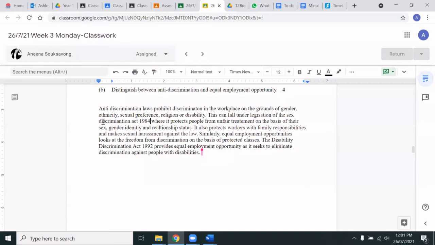All right, Nina, this is really good. You want something that other kids aren't going to have. So your legislation there. Well done. It also protects workers from family. Okay, that's good. All right, so similarly, but remember, that's not what the question's asking, but let's see how we're going with it. Equal employment opportunity looks at the freedom from discrimination on the basis of protected classes. Disability discrimination provides equal employment. Okay, so I think you already know what my concern here is a little bit. You've defined both, but you've not distinguished. You've not done what the directive term says.